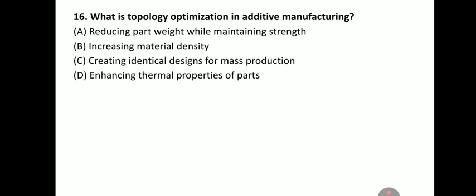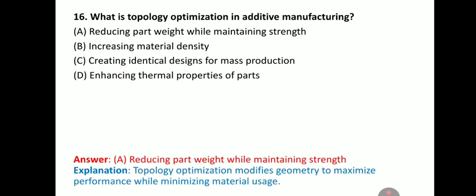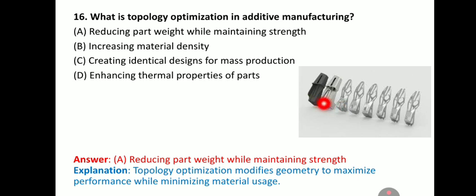Next question, what is topology optimization in additive manufacturing? The answer is reducing part weight while maintaining strength. So topology optimization modifies the geometry to maximize performance while minimizing the material usage. So here you can see this is the topology optimization. Earlier the part is completely solid, but the same part we can manufacture by using this topology optimization, where we haven't reduced the strength of the material, but the usage of material is reduced. Here less material is used as compared to this one.